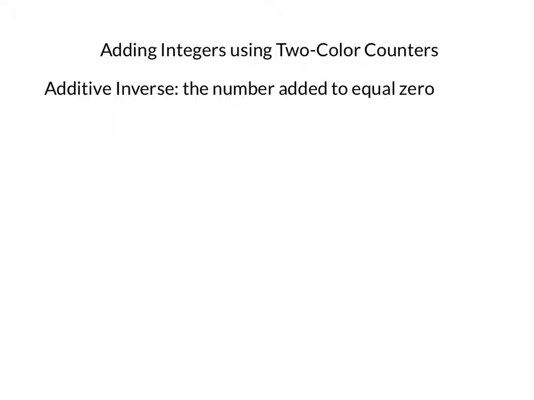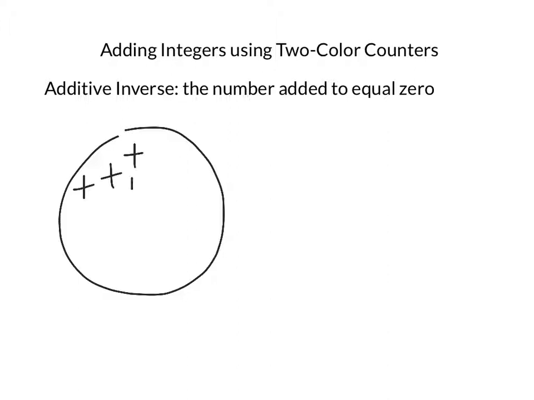And that's going to be important for us because as we do these two color counters, we are going to be looking for additive inverses, or another term for it is zero pair. So let's go ahead and show you a couple of examples. Let's say we start with some positives and some negatives. In the book we'll put these in circles with shading sometimes. One way of thinking of these is like atoms, how they have electrons and protons, and the protons are positive charge and electrons are negative charge.